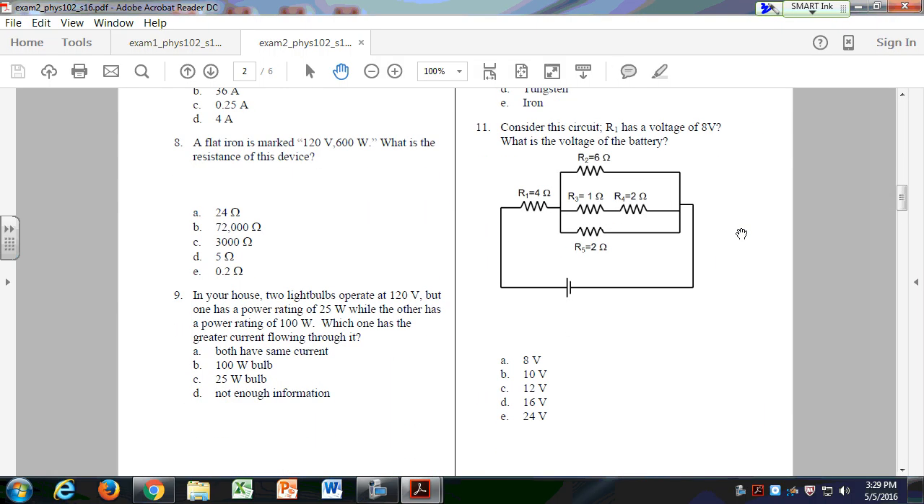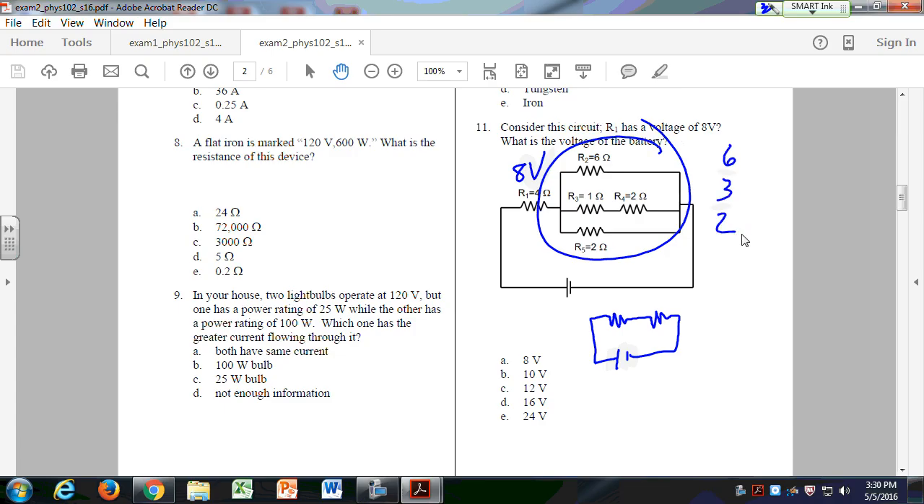So here, I need to know the voltage of the battery. And I tell you that R1 has 8 volts. You want to make this into a simplified circuit. So I have my first resistor, and then I want to know what is this resistance. Well, here I have 6, 3, and 2 in parallel. What is that? It's 1, right. So I have 1 ohm, and this is 4 ohms.